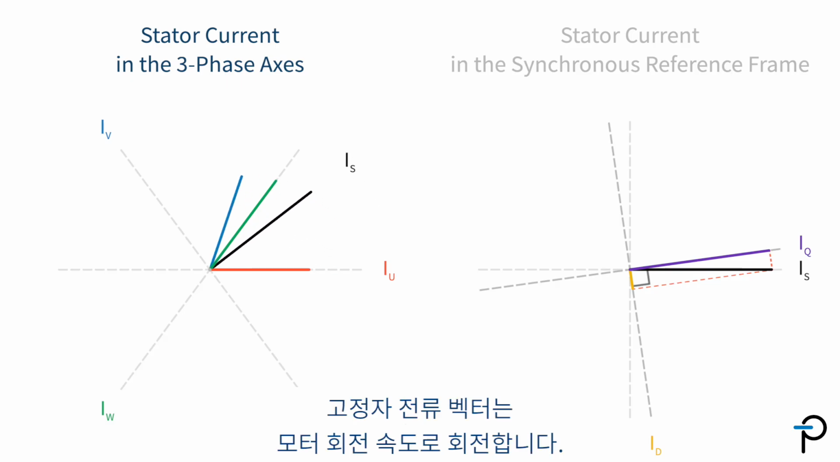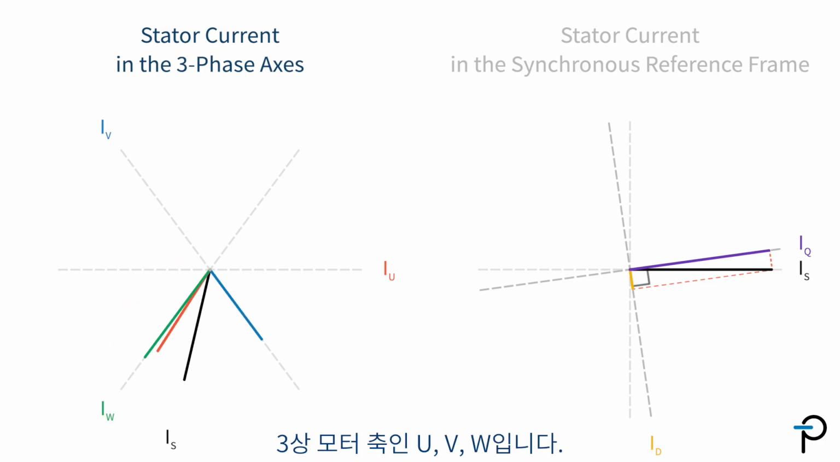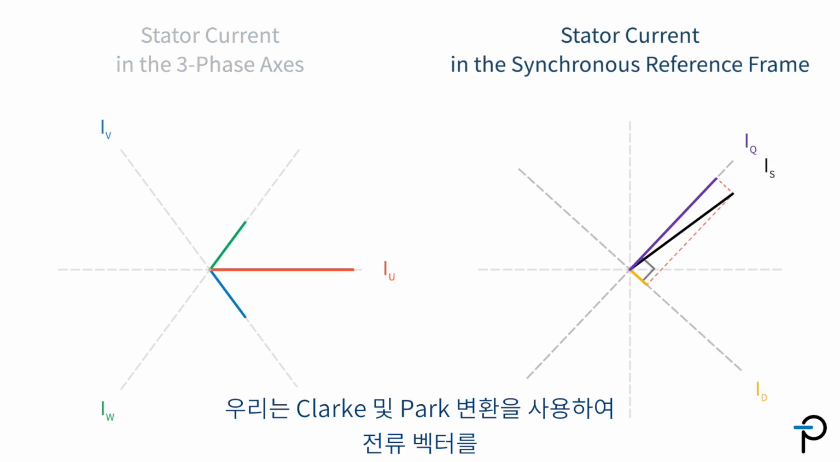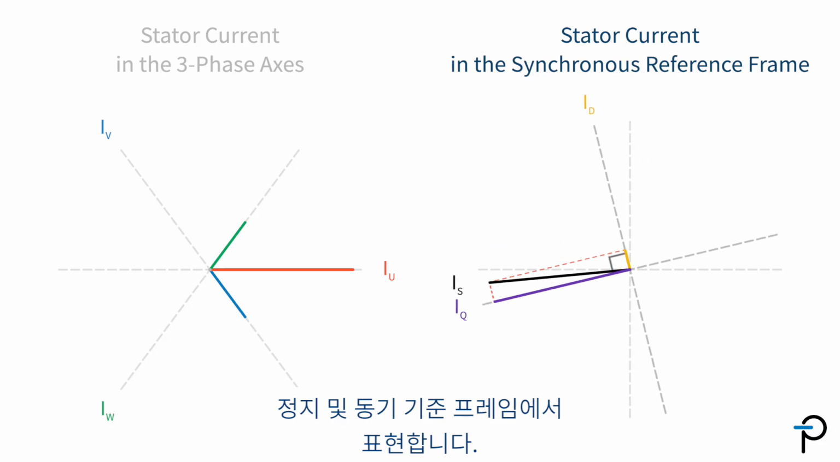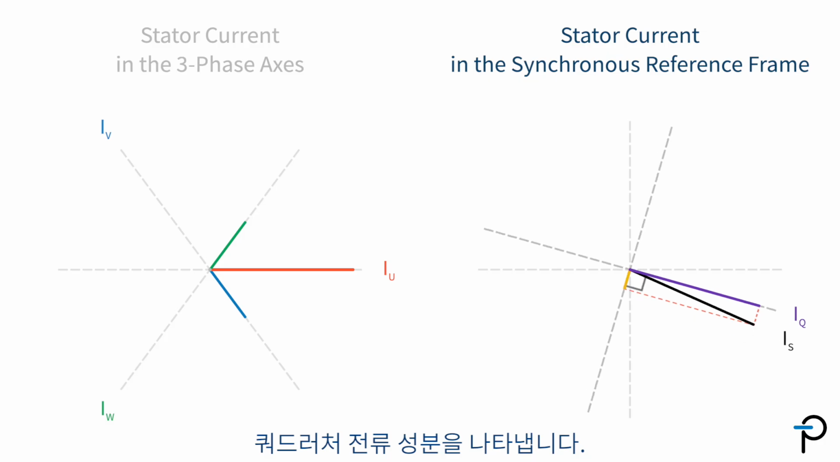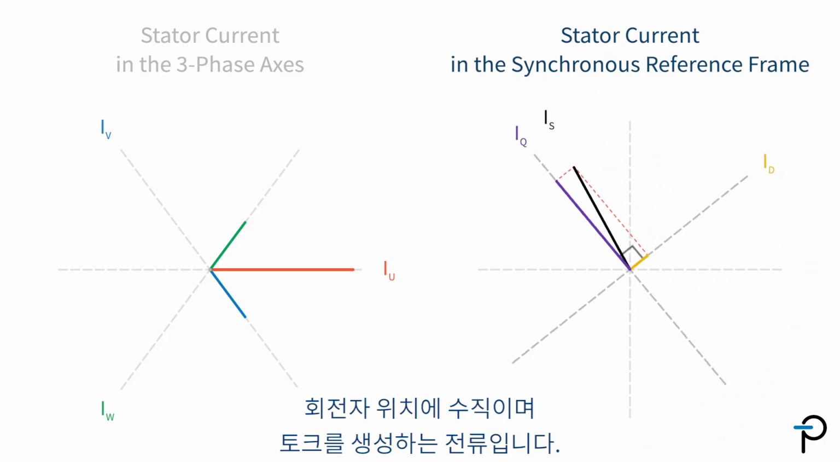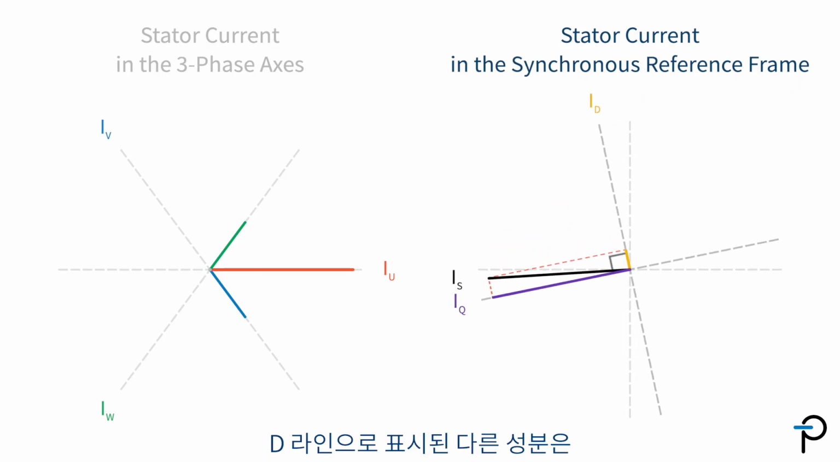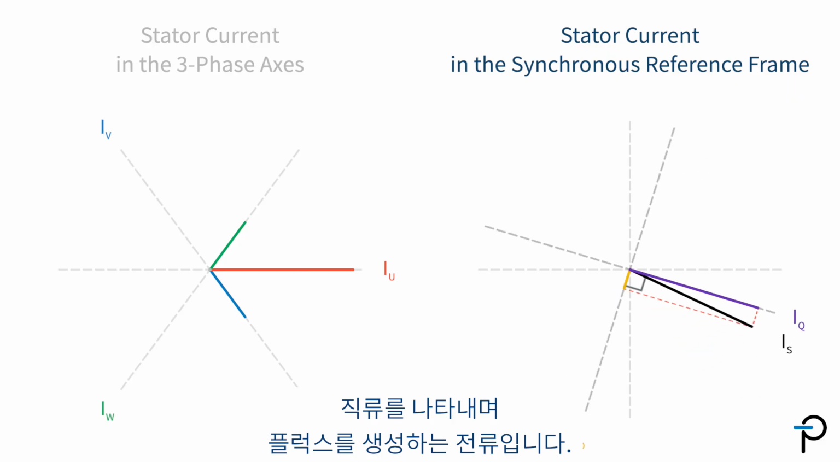During operation, the stator current vector will be spinning at the motor rotational speed. The sensed three-phase current information are its components in the three-phase motor axis, U, V, and W. We use the Clarke and Park transforms to represent the current vector in the stationary and synchronous reference frames. The moving Q line in the right diagram represents the quadrature current component. It is perpendicular to the rotor position and is the torque-producing current, while the other component, shown by the D line, represents the direct current and is the flux-producing current.